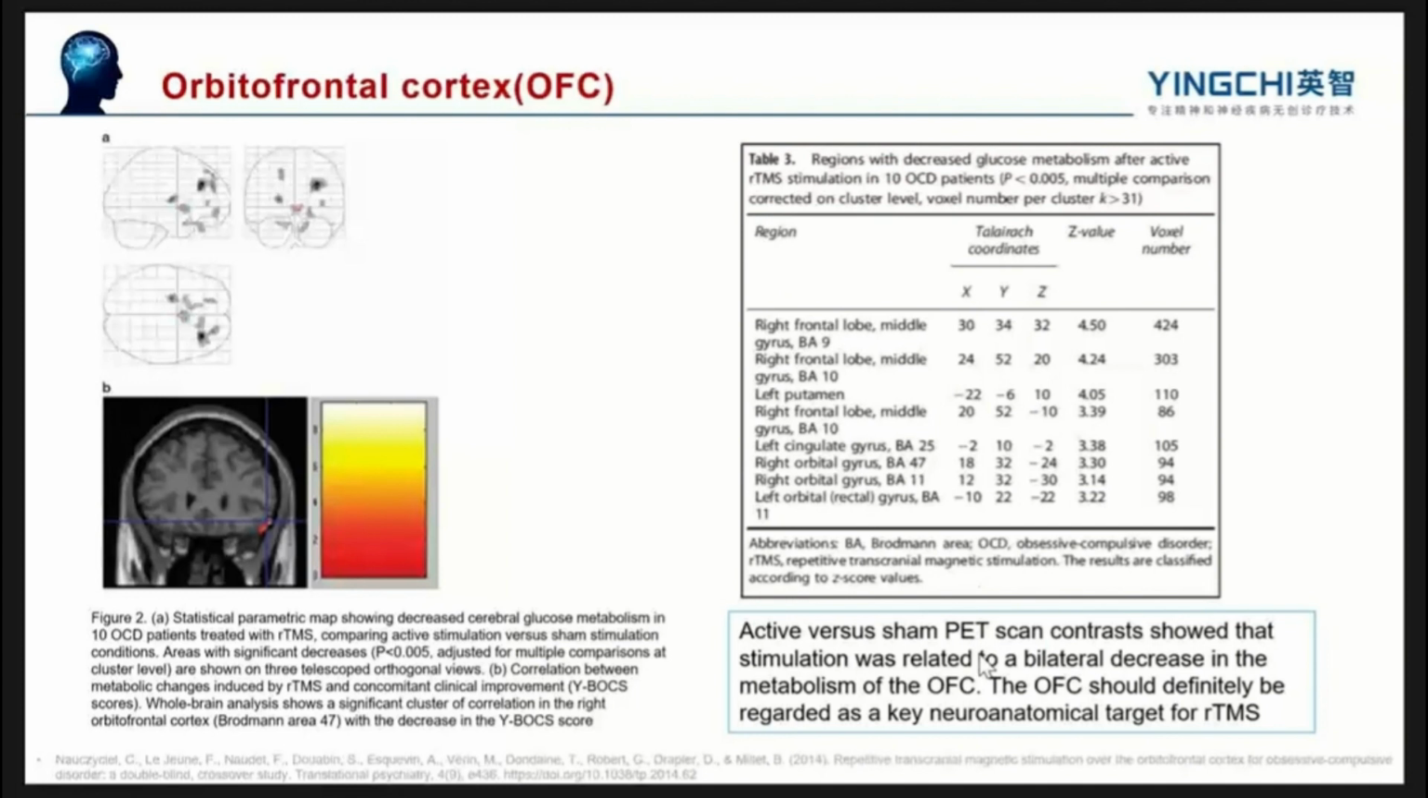By combining with the PET results, we can see that there's a bilateral decrease in the prefrontal, especially the orbitofrontal cortex. And we can also see from the results in figure two that the decrease in the right OFC is most significant, which means that maybe OFC, that means the orbitofrontal cortex, can be used as a potential target for rTMS in OCD treatment.